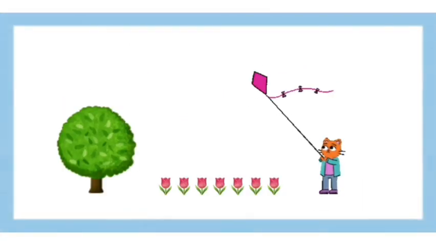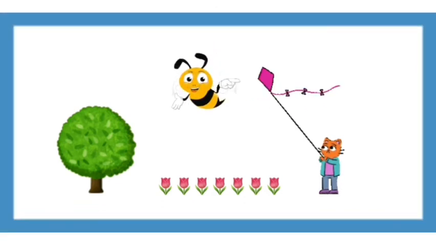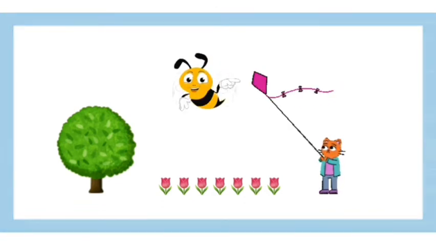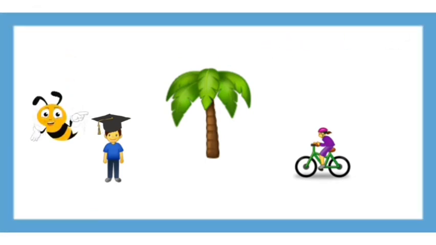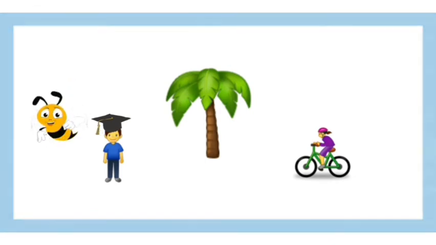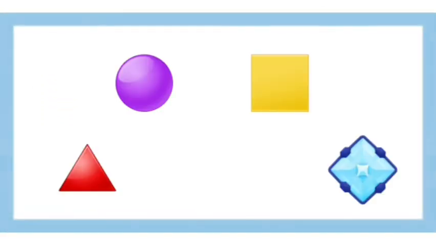Now I want you to point at the object that has the shape of a diamond. Yes, very good. This has the shape of a diamond. And now, which one has the shape of a diamond? Point out. Very good. This has the shape of a diamond. What about now?